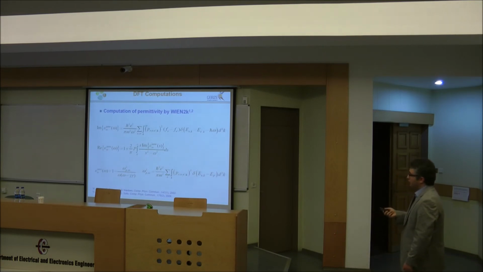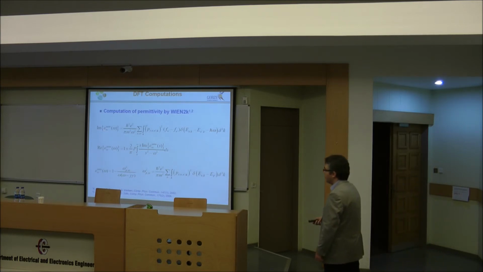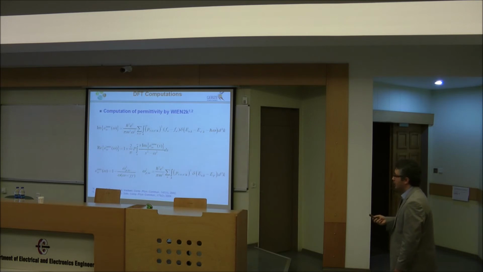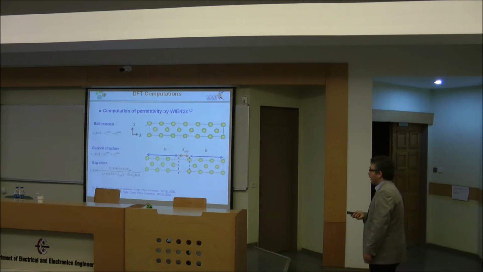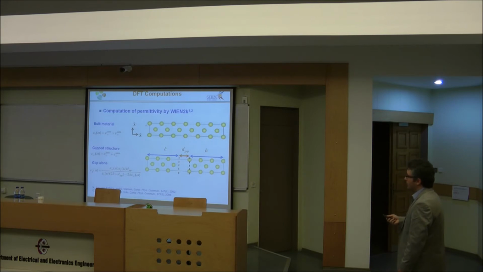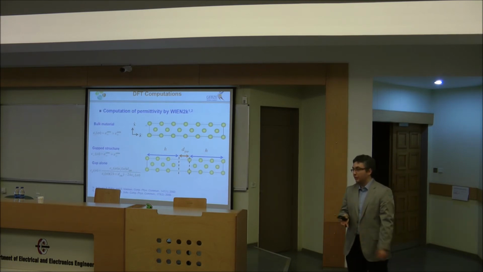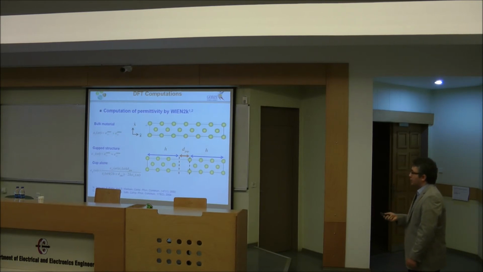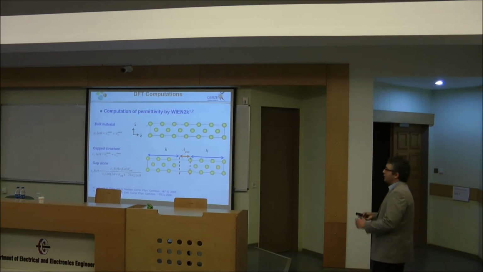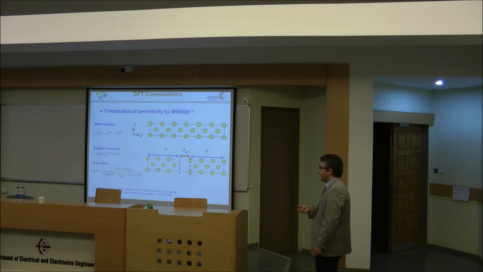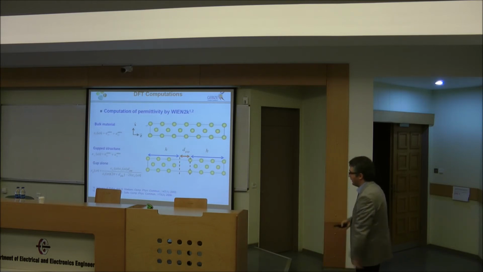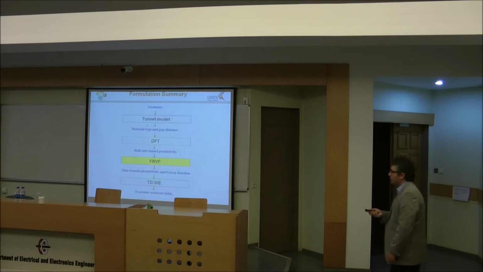I'm going to skip some of these, but we calculate the interband and intraband contributions separately, and these parameters are coming from the DFT calculations. For the calculation, we use a supercell, and this supercell is used to determine the permittivity of the bulk material, for example gold. And then we put a gap into the supercell and determine the permittivity of the gap alone for different gap lengths. Now we know the permittivity of the bulk material and the tunnel.